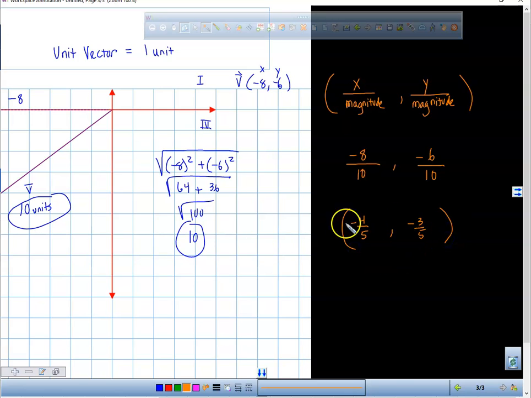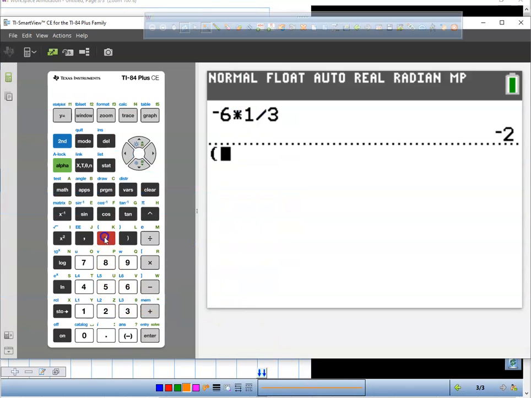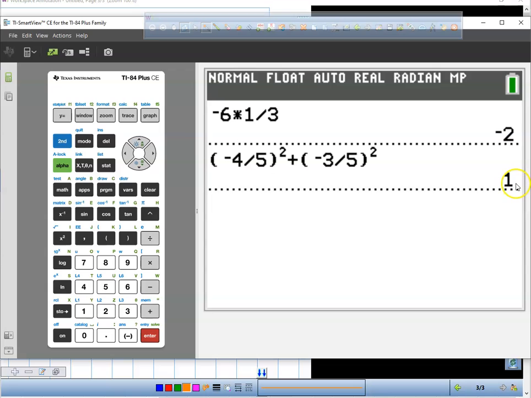What I want you guys to see, if I were to use these components right here, watch what happens. You guys ready? Go to your calculators, check this out. If I take parentheses, negative 4/5, and I square it, and I add negative 3/5, and I square it, look what it equals. And what's the square root of 1? 1. That lets me know that those are my unit components for the unit vector.